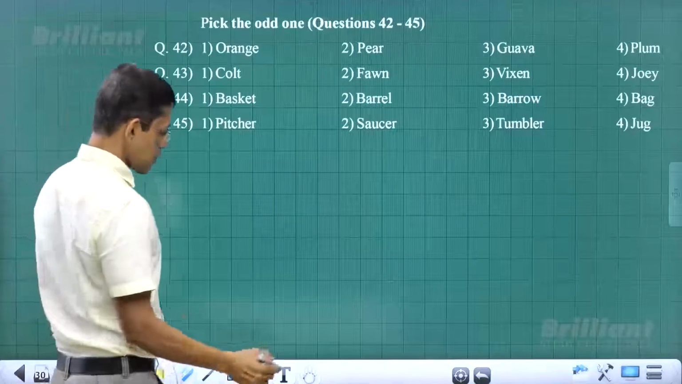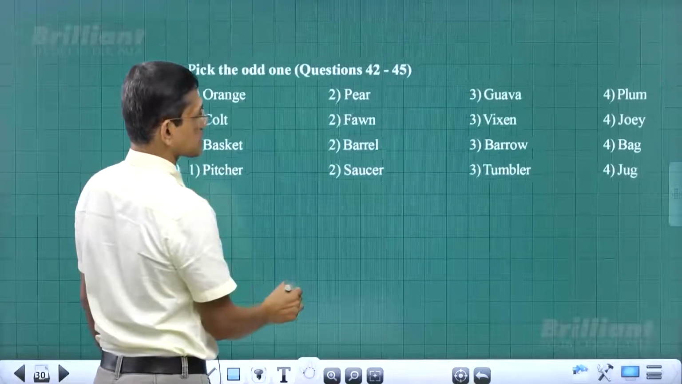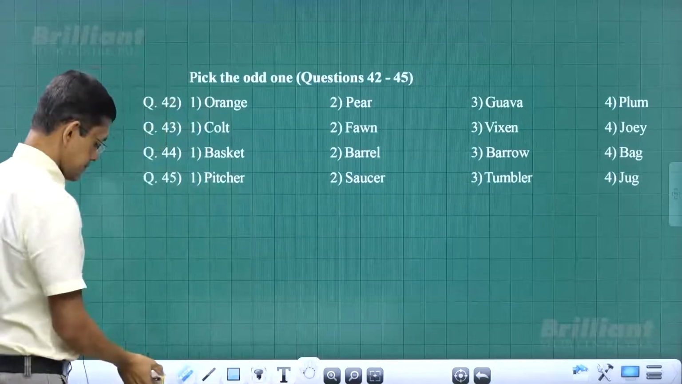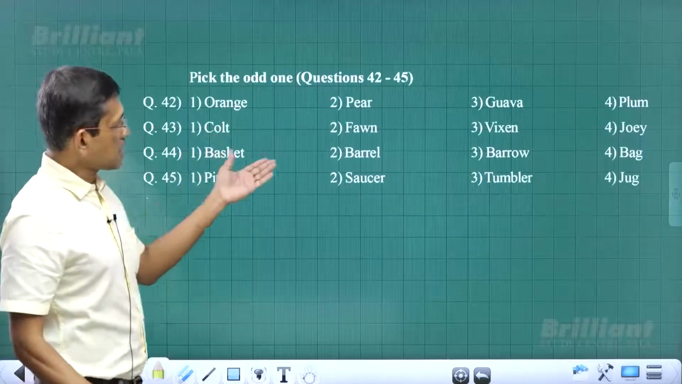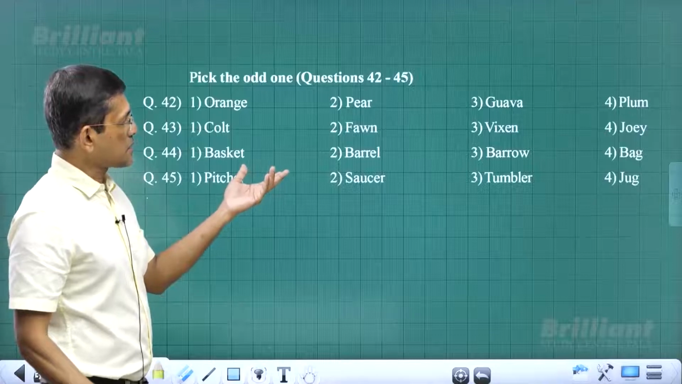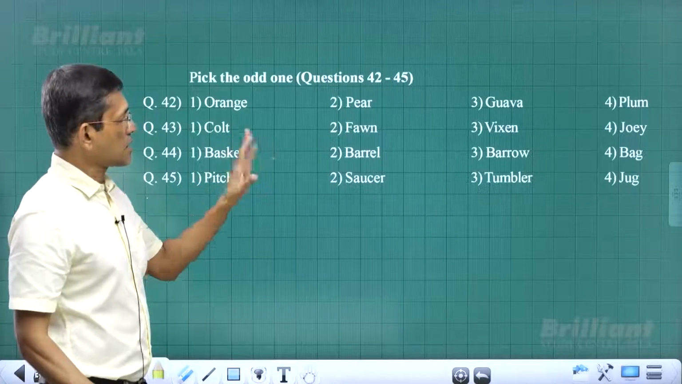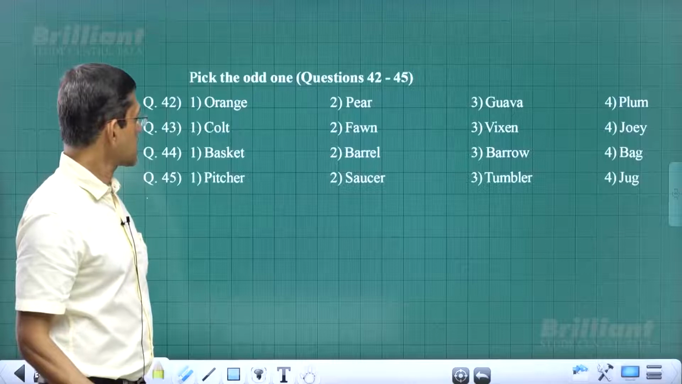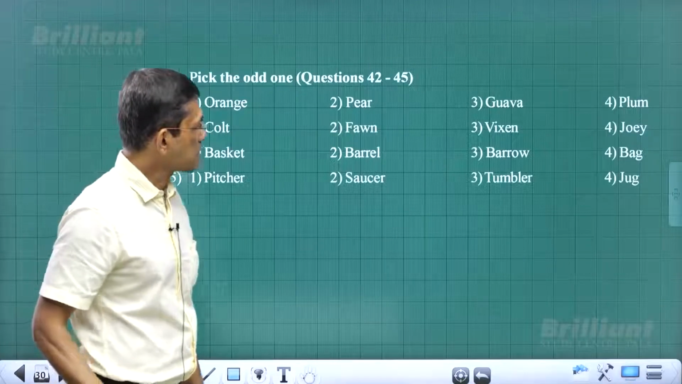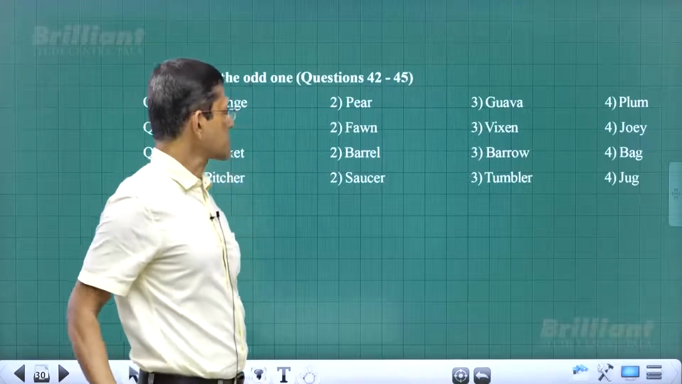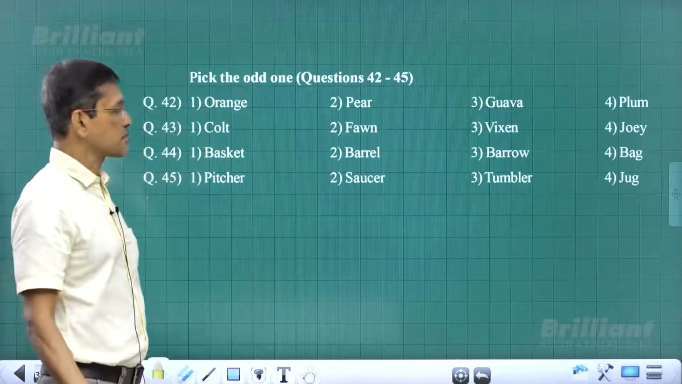Now pick the odd one. So pick the odd one type question. So which one is the odd here? Orange, pear, guava, and plum. So these are pretty much what? Fruits. Orange is a fruit, pear is a fruit, guava is a fruit, and plum is a fruit. So which one is different from the group?